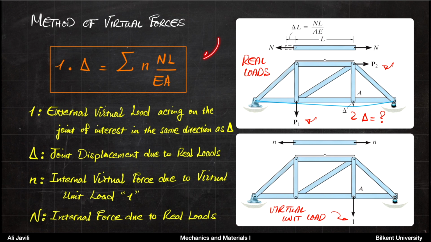Okay, in this formula, 1 is the external virtual load acting on the joint of interest in the same direction as delta. So you want delta downwards, you apply the force downwards. If you want something in the horizontal direction, or the displacement in the horizontal direction, you apply the force in the horizontal direction. Delta is the joint displacement due to real loads.